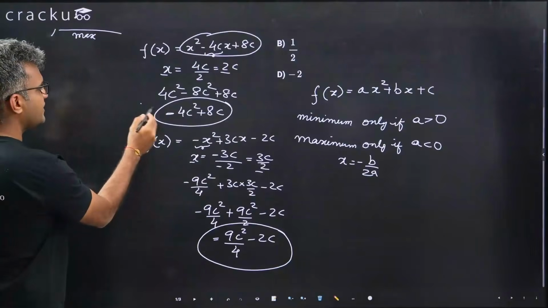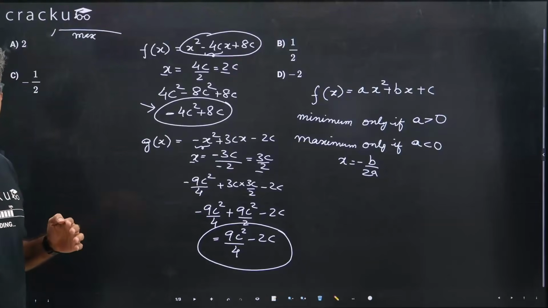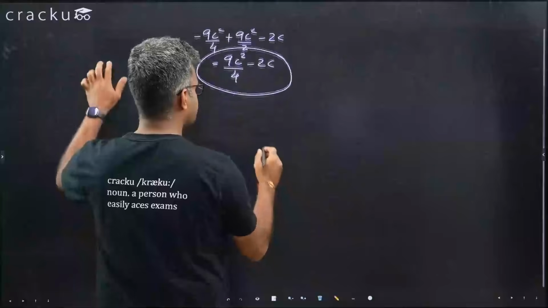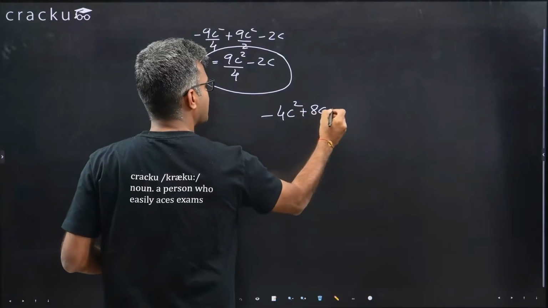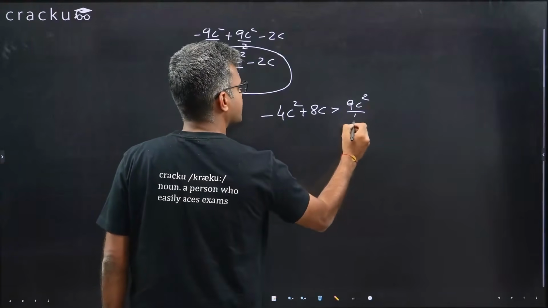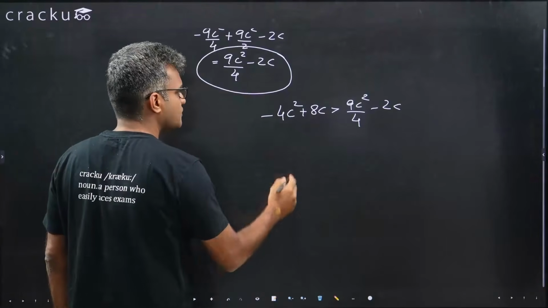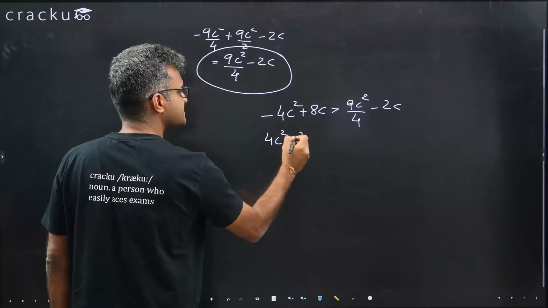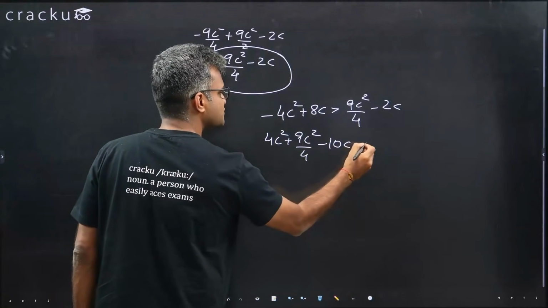This is the minimum value of f of x. We want the minimum value of f of x to be greater than the maximum value of g of x. So, minus 4c square plus 8c has to be greater than 9c square by 4 minus 2c. If you simplify it, taking it to that side, we are going to get 4c square plus 9c square by 4 minus 10c has to be less than 0.